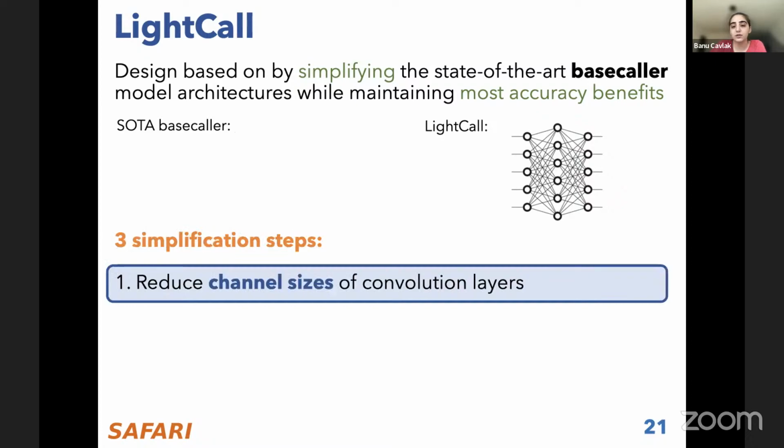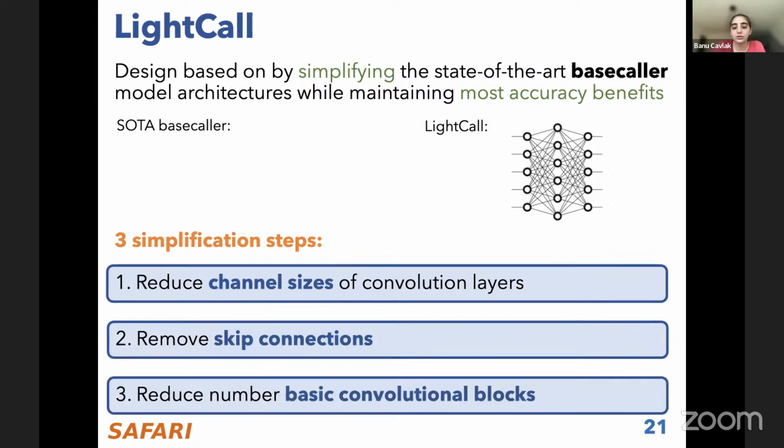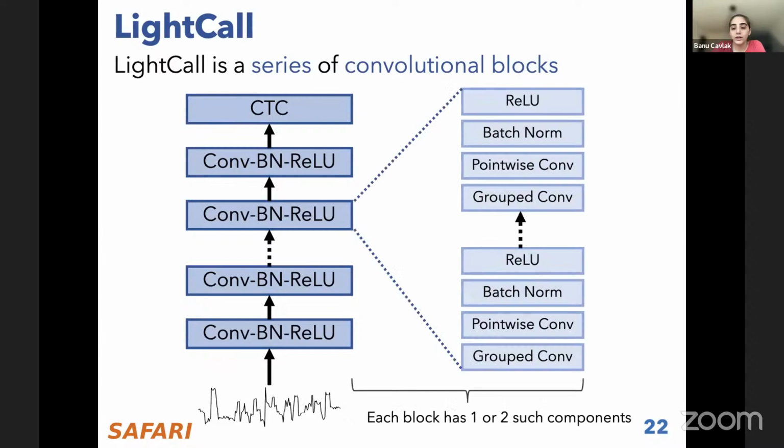First, we reduce the channel size of the convolution layers. Second, we remove the skip connections. And third, we reduce the number of basic convolutional blocks in the state-of-the-art neural network models for base calling. The final LightCall architecture is composed of repeated convolutional blocks, where each block has 1 or 2 components that include group convolution, pointwise convolution, batch normalization, and ReLU layers.